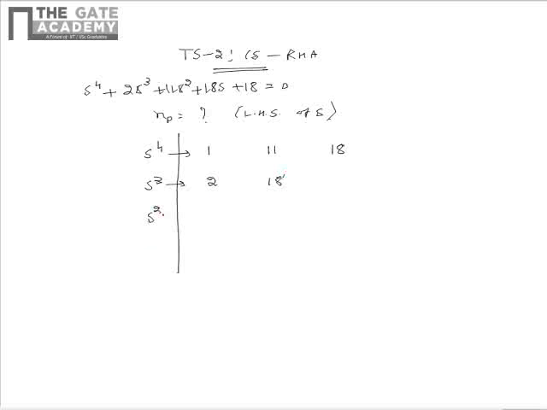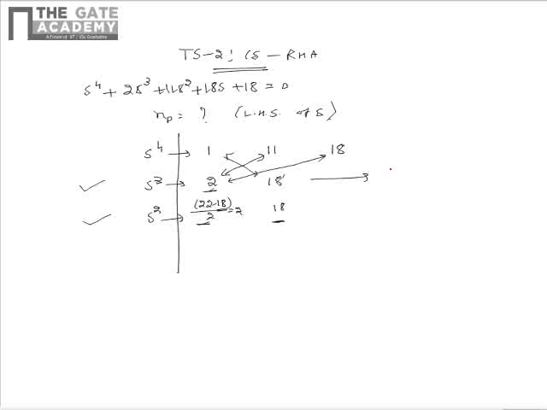Now we get the entries corresponding to the row s square as shown. So the entry at this point can be obtained as 2 multiplied by 11 minus 18 multiplied by 1 divided by 2, that is 22 minus 18 divided by 2, that is equal to 2. Similarly, the entry here can be obtained as 2 multiplied by 18 divided by 2, hence the entry will be 18. Here we see that the rows corresponding to s cube and s square are the same, which makes the other entries corresponding to the next row as 0.